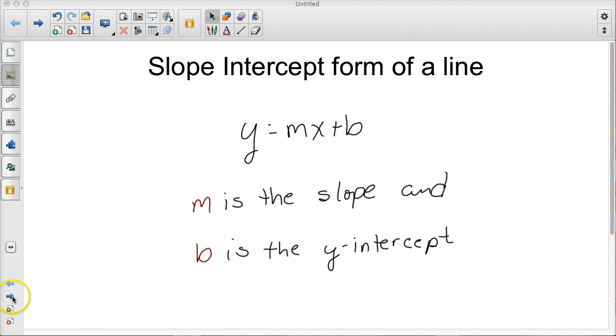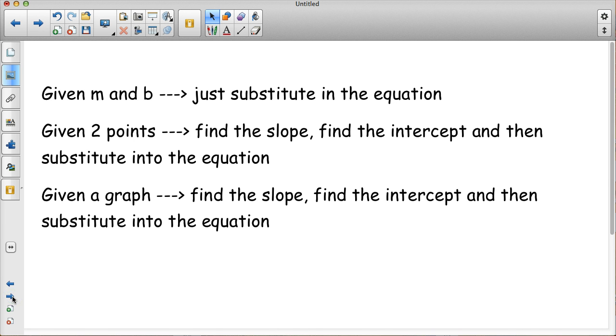Once we have that information down, what we really need to do is figure out how to use that information. So there are a few quick hints. If I am given my slope and my y-intercept, then I simply substitute that into the equation, and then I have the equation of the line.